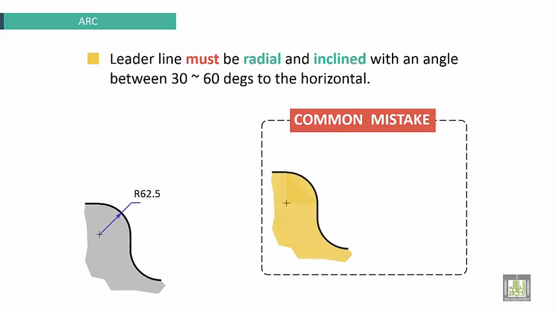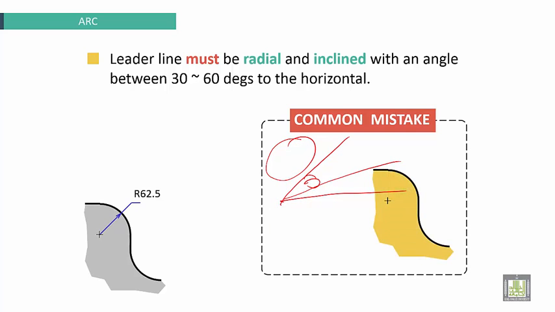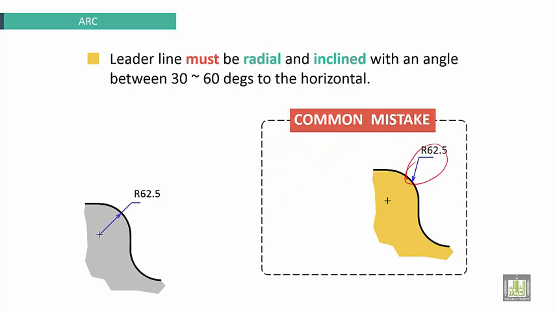Common mistakes. The leader line is outside 30 and 60 degrees. This one should be extended outside. That one is outside 60 and 30 degrees. Sorry, here we have an example too. This is inclined but outside 60 degrees. This is also wrong.